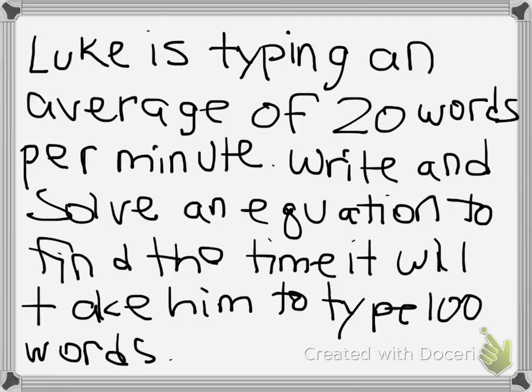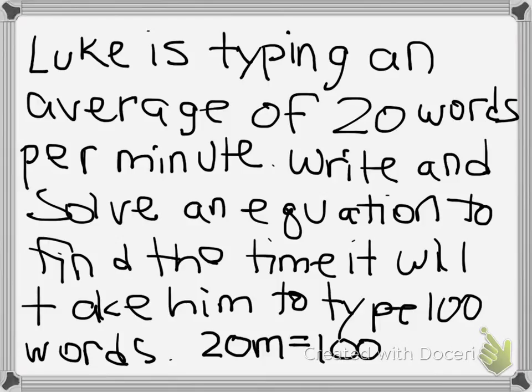Here's an example of a word problem that you need to write and solve an equation from. Whenever you're doing a word problem, you always want to look for what you don't know and assign a variable to it. So it says Luke is typing an average of 20 words per minute. Write and solve an equation to find the time it will take him to type 100 words. For finding the time, that means the per minute part. The minutes we don't know, so we're going to put that as m. If he's typing 20 words per minute, I would need to do 20 times m. And to find how many minutes it'll take for him to type 100 words, we would need to put that equal to 100.